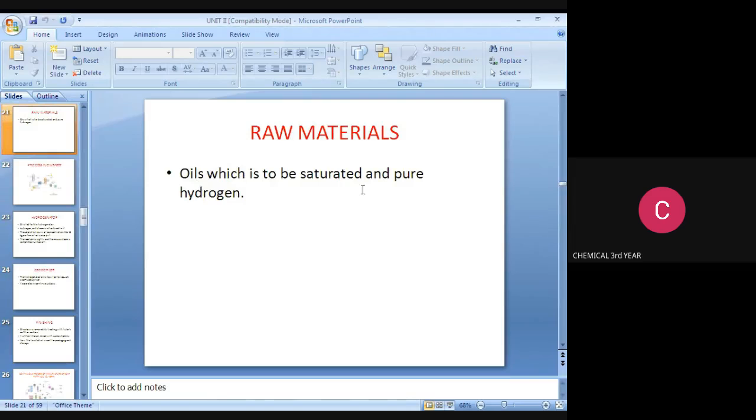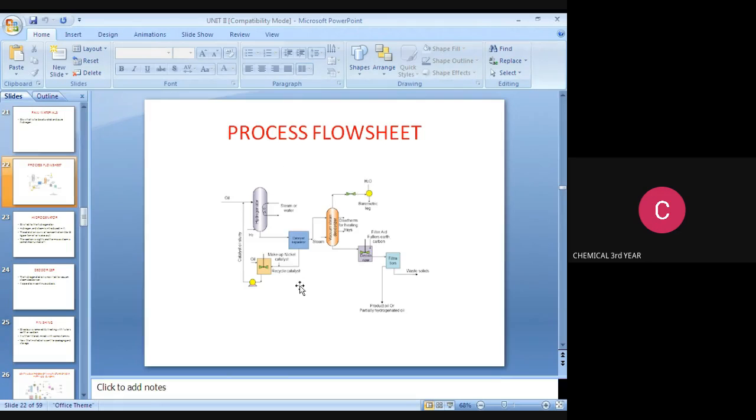So the oil which is to be saturated with pure hydrogen: this is the flow sheet of the hydrogenation of oil process. The oil passes to the hydrogenator. In this hydrogenator we are adding hydrogen and steam or water. From the hydrogenator the oil is passed to the catalyst separator. We are removing the nickel catalyst.